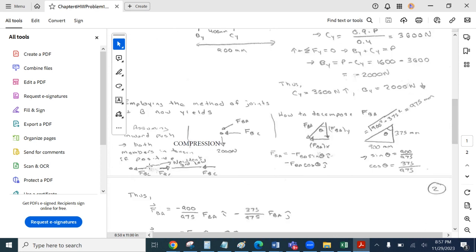Notice by Newton's third law, if a member is pushing in on a joint, that means that the joint is actually pushing out on that member. If the member is not moving, there must be an equal and opposite force by Newton's second law on the other side. Long story short, that's why I put the compression here over the tension.